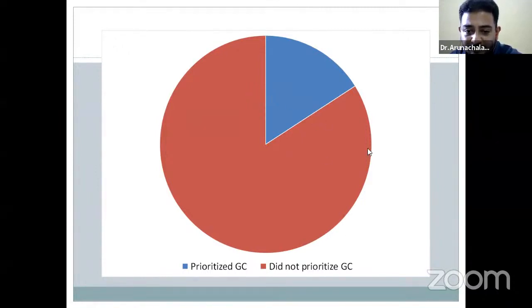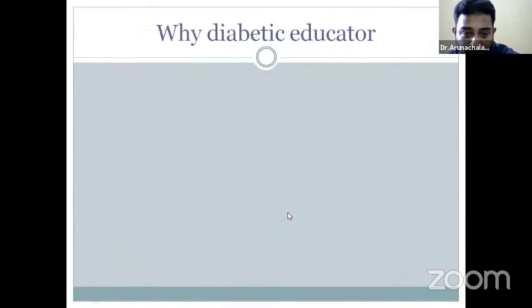The numbers are missing here because I'm logged into a different computer. The numbers were 28%, only 18% prioritized glycemic control, and the remaining 82% of the people did not prioritize glycemic control at all. So this gives you a clear idea that for a physiotherapist, tenderness, pain, weakness, numbness, and postural corrections are all the priority, but not the glycemic level.